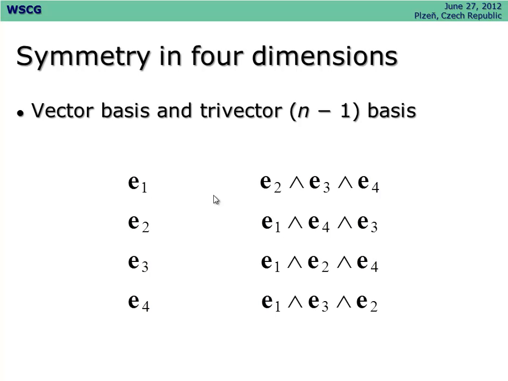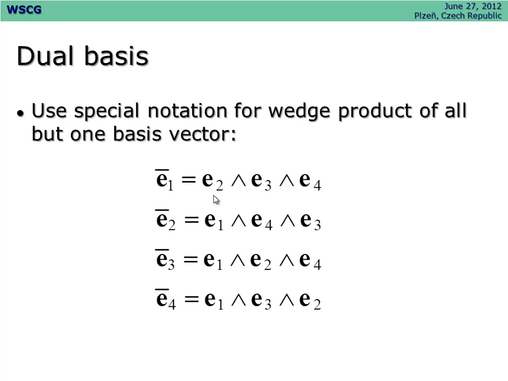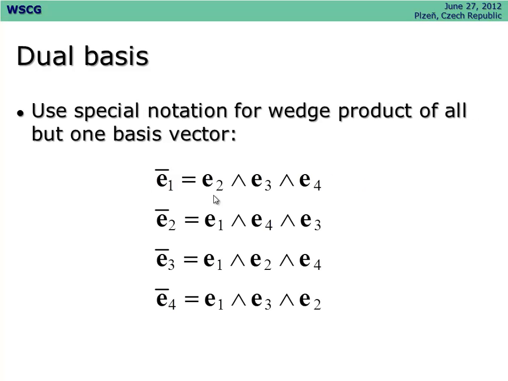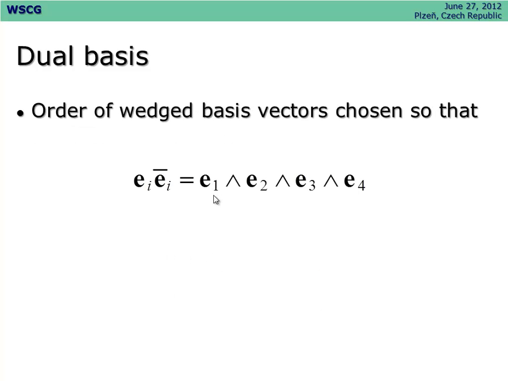Now, why did I choose this ordering for these? Because when we multiply them together, we want the numbers to appear in the right order here, without having to do any negations. And we use this special notation. A bar over E1 means wedge together everything except E1. A bar over E2 is everything except E2. And in the order that we chose, this product gives us the E1, 2, 3, 4 in the right order.